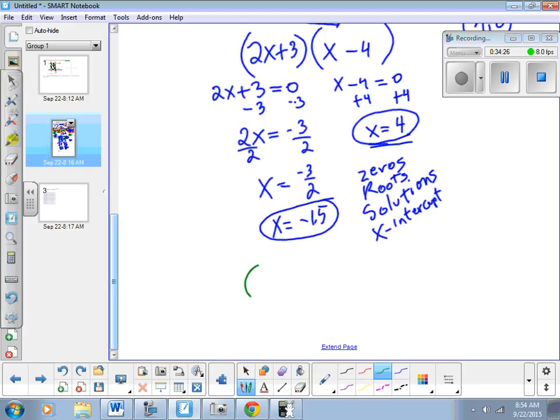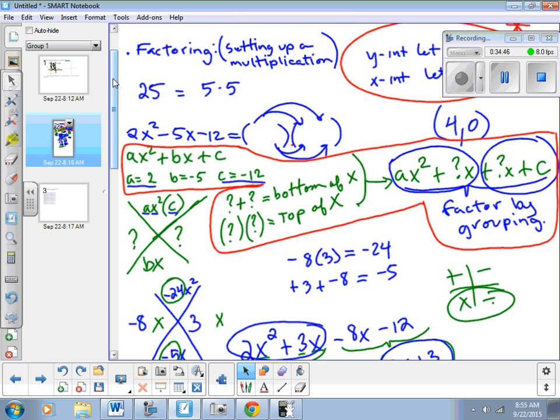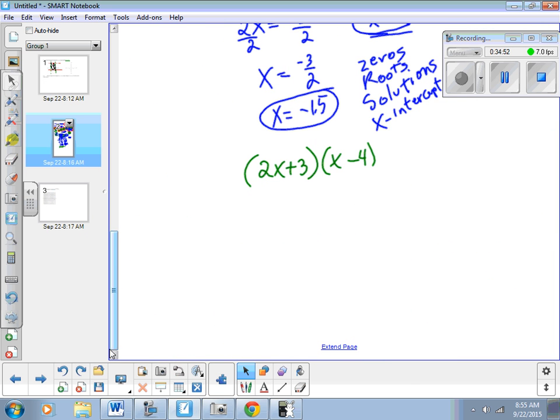The parentheses that we got is 2x plus 3 and x minus 4. Everybody agree? That's the parentheses we just got. Can I check to see if that is correct? That gives me the 2x squared minus 5x minus 12. Well, I'm going to show you how to check it.